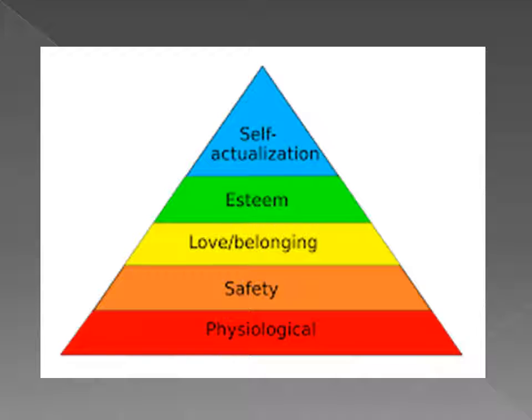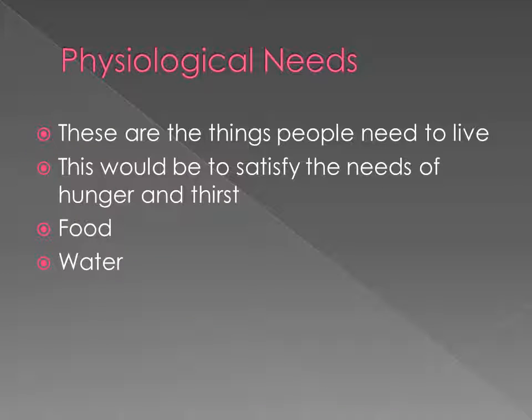So let's talk about each of those levels that are on this pyramid. So just this level, which is our physiological needs. Those are the things that people need to live. You need these things in order to survive. If you don't get those things, you can't survive. Basically, these needs are your hunger and your thirst. So the best examples I can give you of these are food and water.